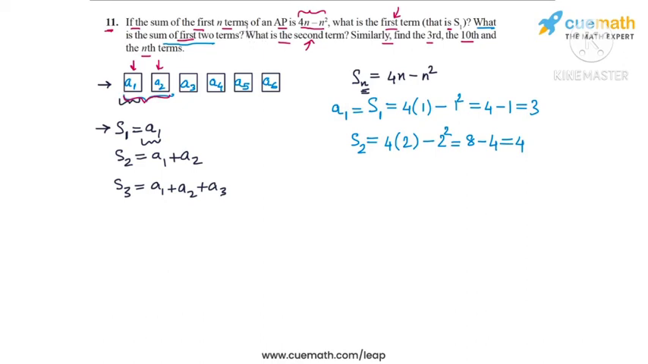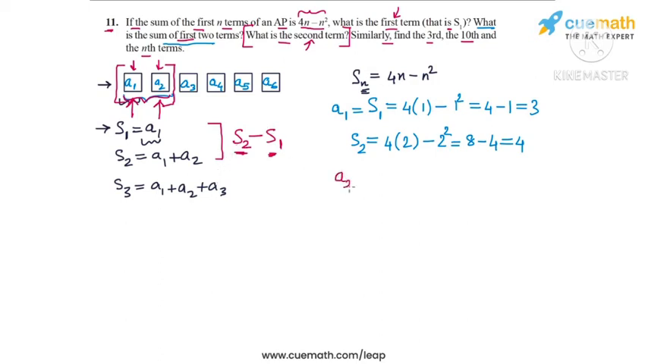And next the question says, what is the second term? So here's now a key idea behind the solution. We have found the sum of the first two terms, that is equal to 4, and we've also found the first term, that is equal to 3, which immediately tells us that the second term is 4 minus 3 or 1. So basically what this means is that to find the second term, you can subtract S1 from S2. From the sum of the first two terms, you can subtract the sum of the first term, and that will give you the second term.